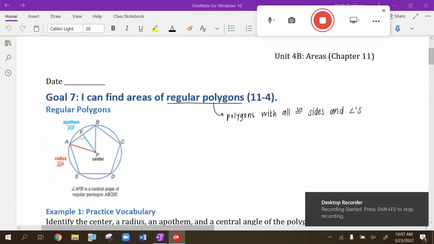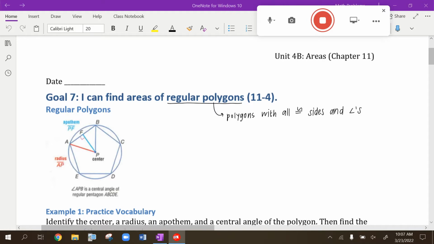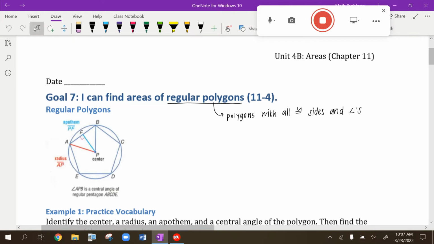Welcome back, everyone. So far in this chapter about area and perimeter, we've learned about 6 different shapes and how to find the areas and perimeters of those shapes. Now we are going to talk about finding the area of regular polygons.